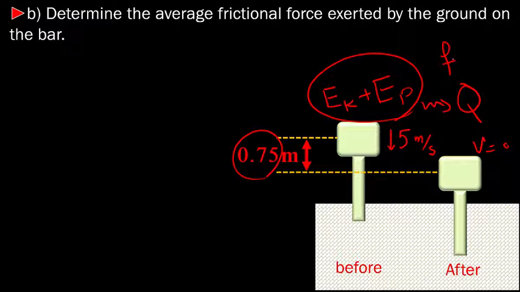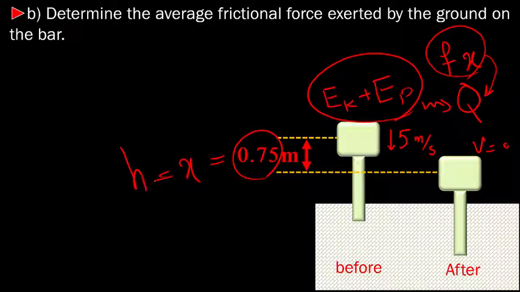If the friction force is F, then F times X, or delta X, is the work done by the friction, which is the produced heat. X is exactly 0.75 meters. Also, we can take it to be H.